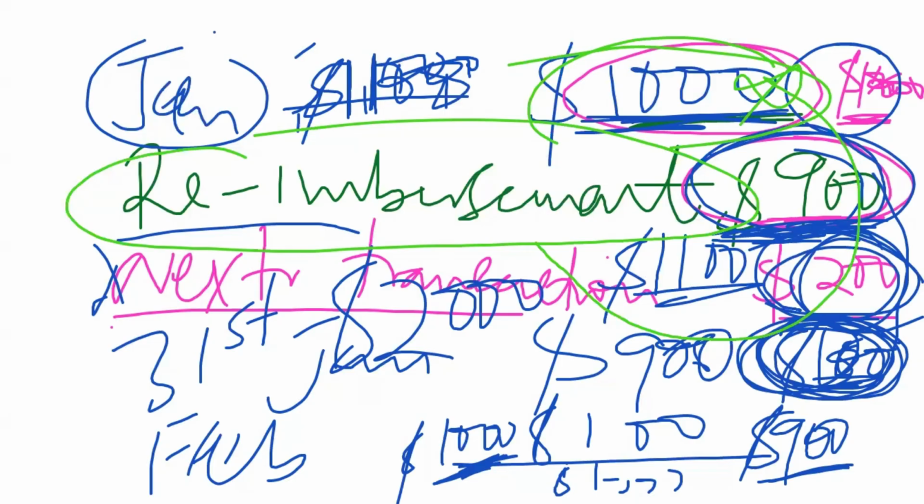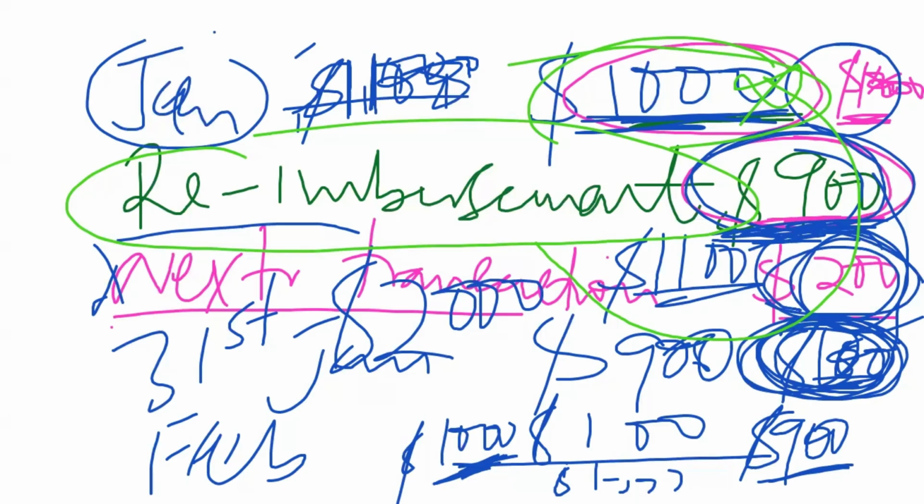So anytime the petty cashier comes for reimbursement, you will be given the total amount you have spent so far, and then you will be restored back to the original float. And that's basically the imprest system.